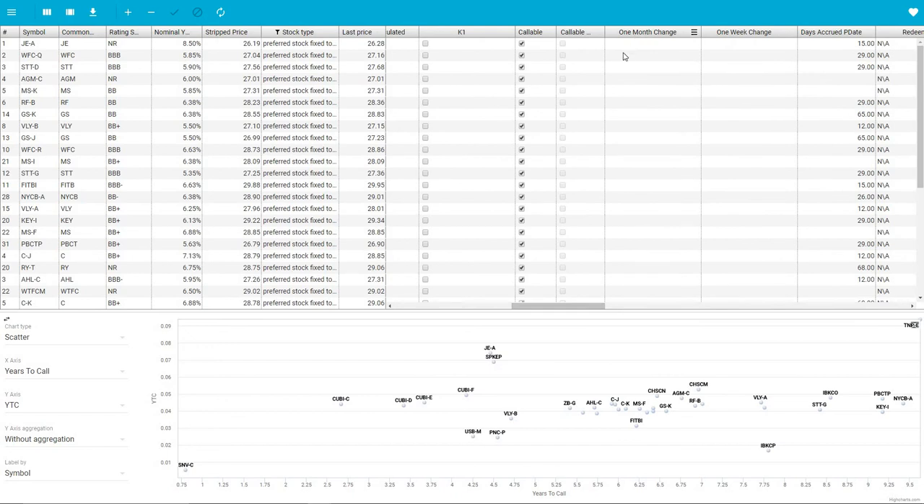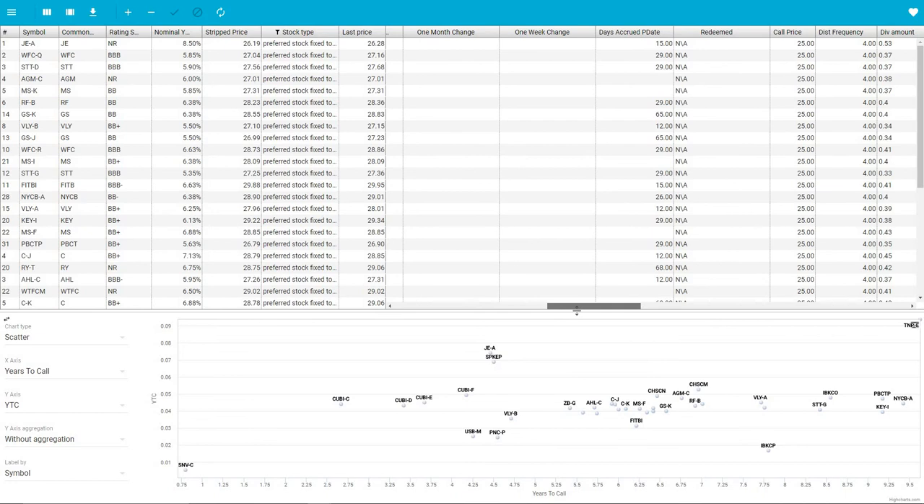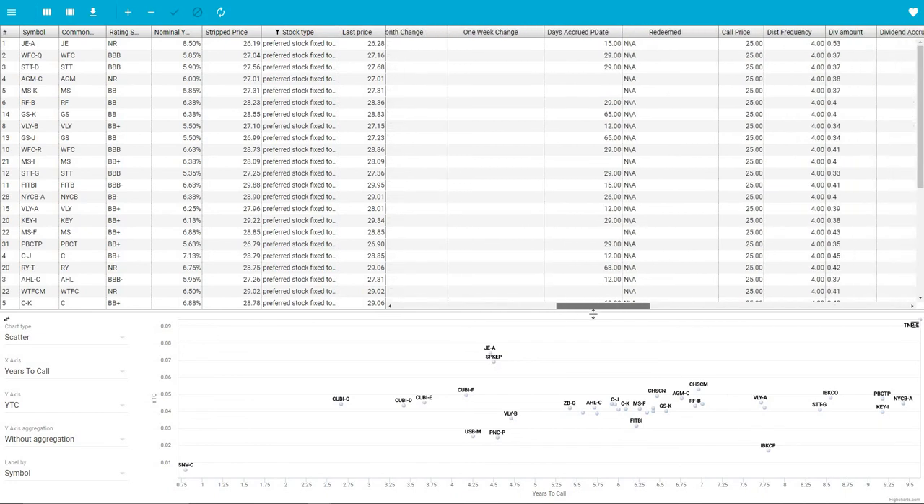Very soon we will have the 1 month change and the 1 week change for all the stocks, and this will be the adjusted for dividends change, something that is very hard to find. I wasn't able to find it anywhere, so we will be presenting this.